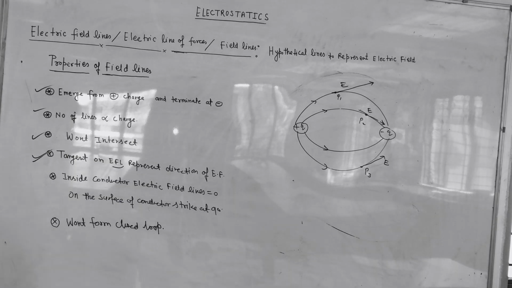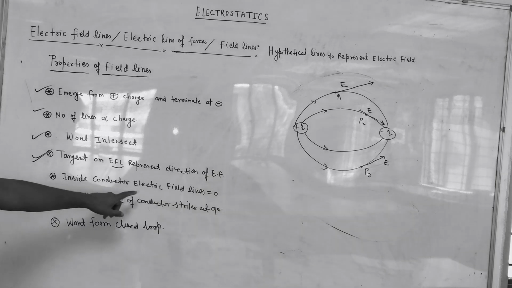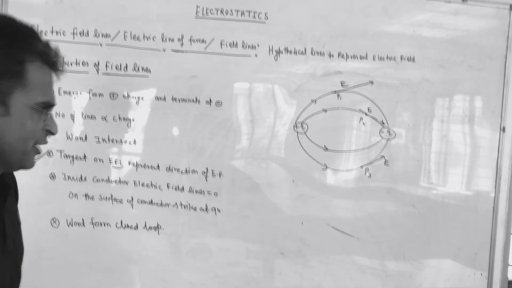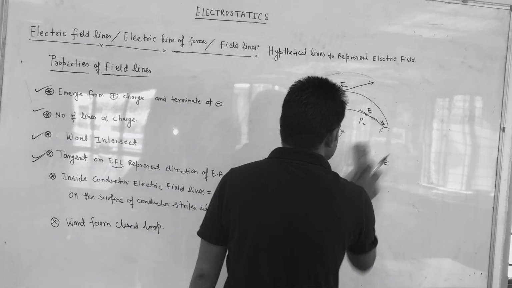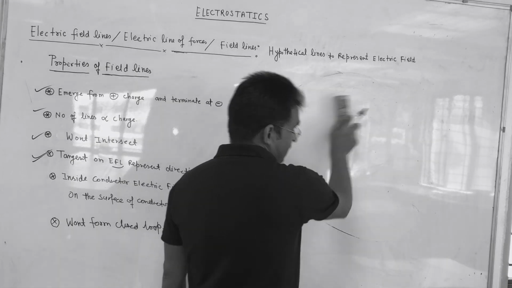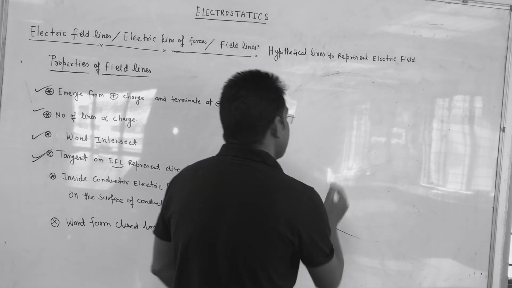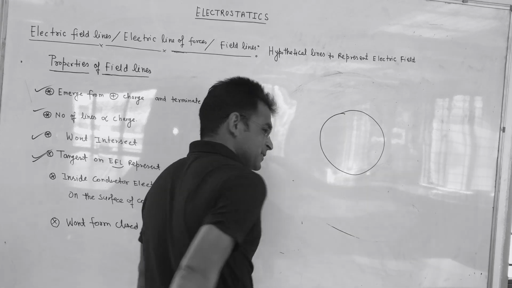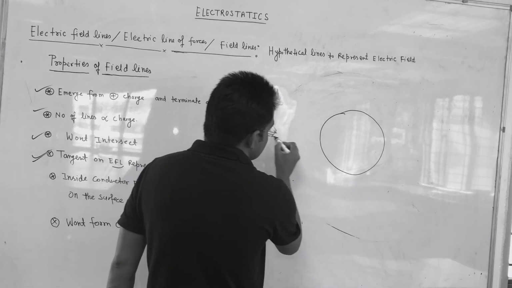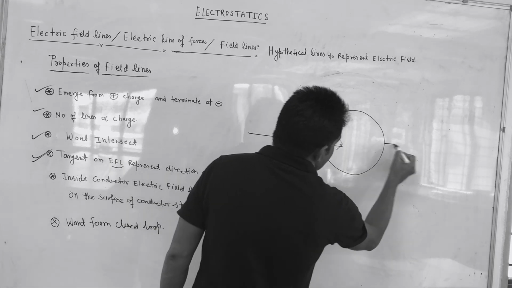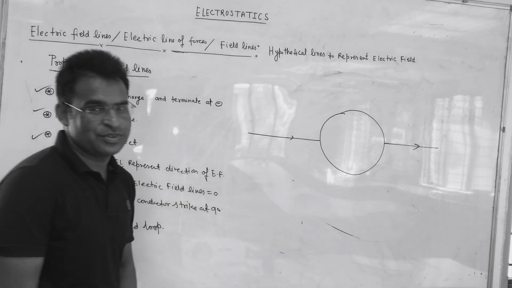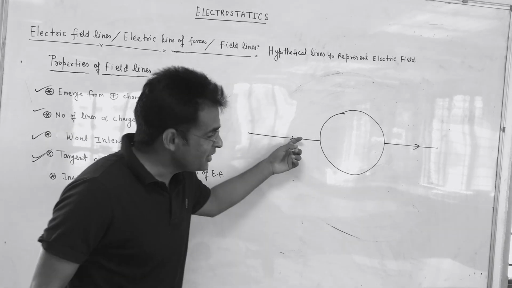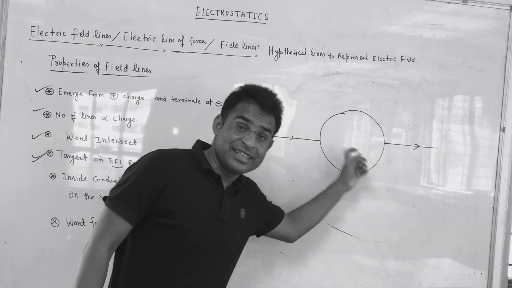Now the fifth one: inside a conductor, electric field lines are zero. They are absent inside a conductor because there is no electric field inside a conductor, any conducting material. That's why electric field lines are not there. If this is a conducting solid, the line enters at this point and emerges from this one, and inside it's absent.